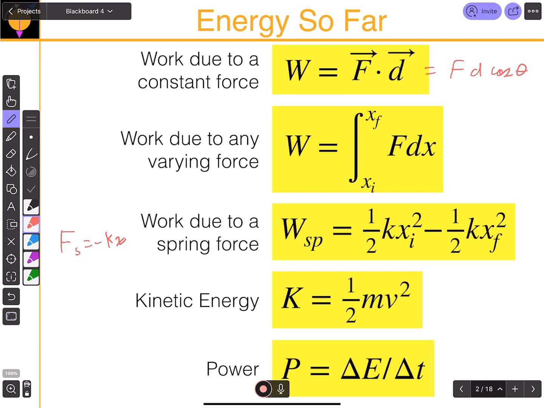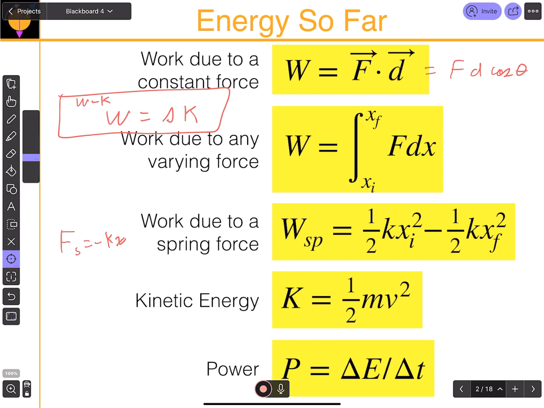We are missing one equation here, which I will add real quick. It's the work kinetic energy theorem, which basically says that the work done is equal to the change in kinetic energy. So those are the key ones. We also looked briefly at the power, which is a rate at which energy or work is used up over time, and that has units of watts. We won't be using that today. I just wanted to mention it to remind you.